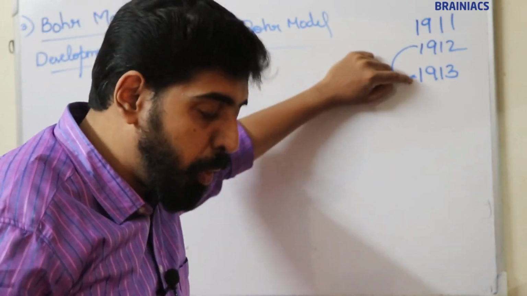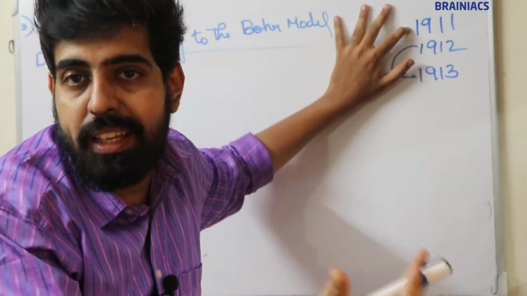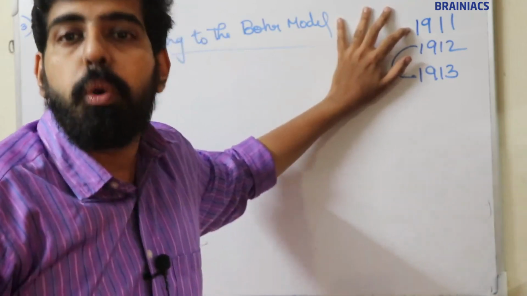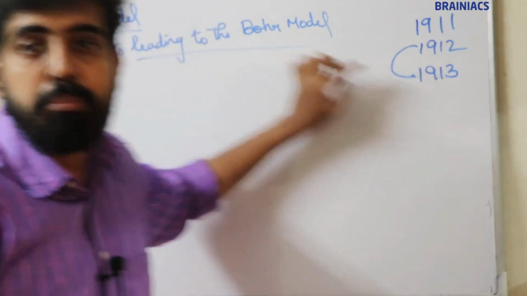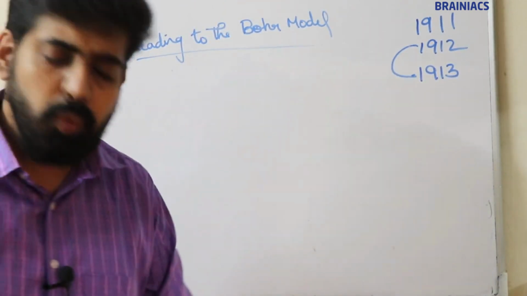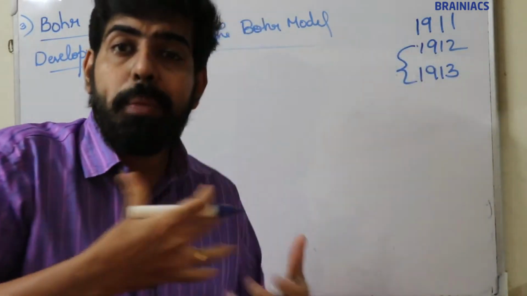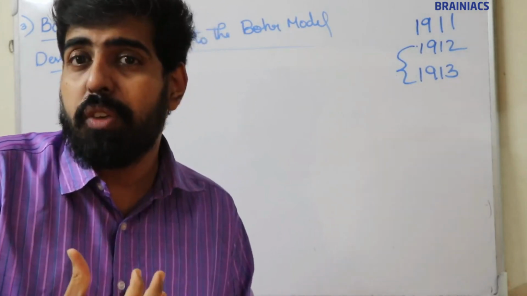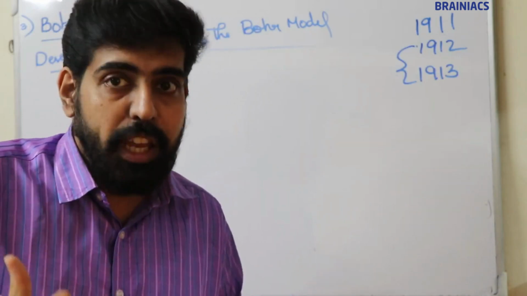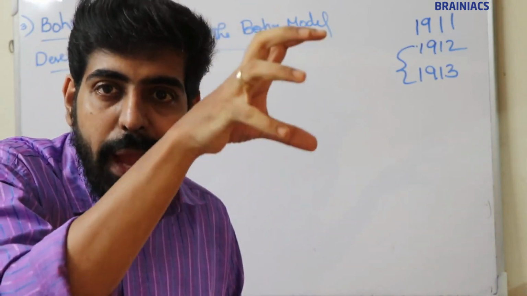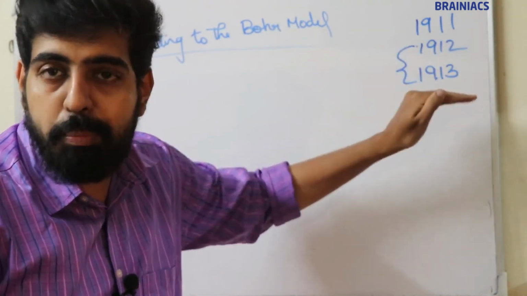I'll explain once more. The Rutherford model was proposed in the year 1911, but we know that the Rutherford model is a failure. There are so many drawbacks for the Rutherford model. Two years later, in 1913, Bohr proposed the Bohr model. Within these 2 years, so many scientific explanations were given for so many experiments, and using those explanations, Bohr proposed his model.